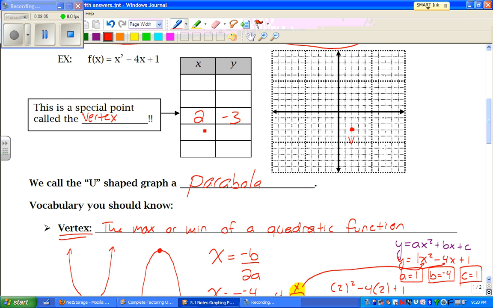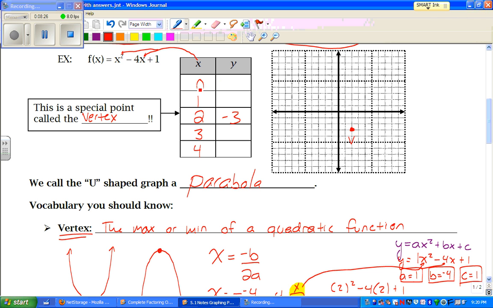So if this is 2, we're going to count up. This will be 3 and this will be 4. And then the other side will count back down. If this is 2, then we're going to go 1 and 0. So all of these numbers, 0, 1, 2, 3, and 4, are going to go into the x value so you can get your y value.